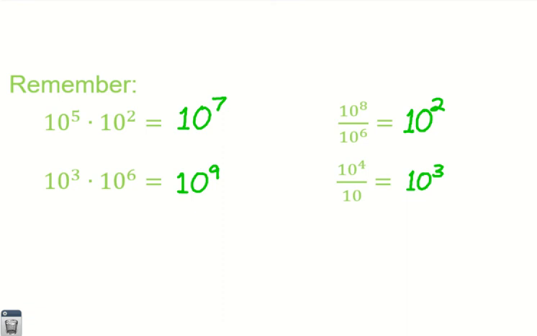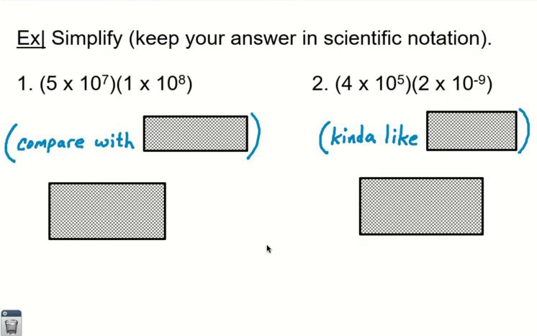Well, this is going to come into play now. So here's the example. Simplify. And notice in the directions, we want to keep our answer in scientific notation form, which means a number between 1 and 10 times 10 to a power. So that's what our final answer needs to look like. Anyway, here we go. What we're supposed to be doing is multiplying this number in scientific notation times this number in scientific notation. How are we going to do this?